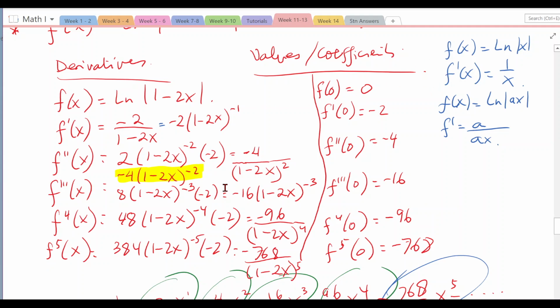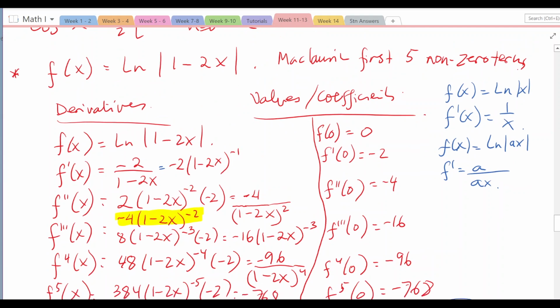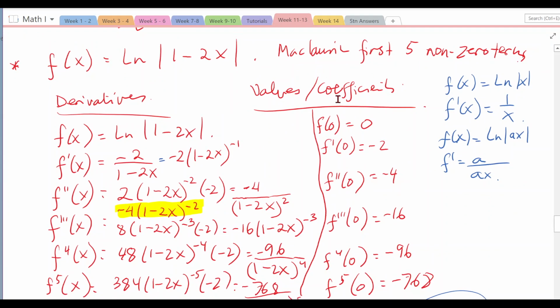On the right hand side, we put x equals 0 because it is the Maclaurin series. So the function ln 1 becomes 0. If you put x equals 0, you only end up with ln 1, which equals 0. For the first derivative, you use negative 2 times (1 - 2x) raised to the power of negative 1, put x equals 0, and at the end you end up with negative 2. 1 minus 0 to the power of 1, so negative 2.